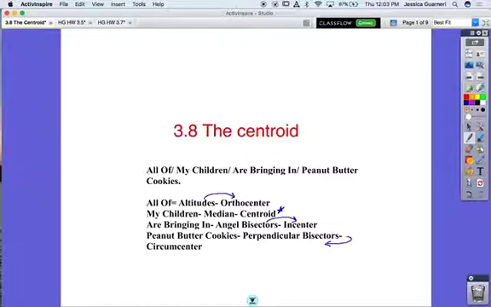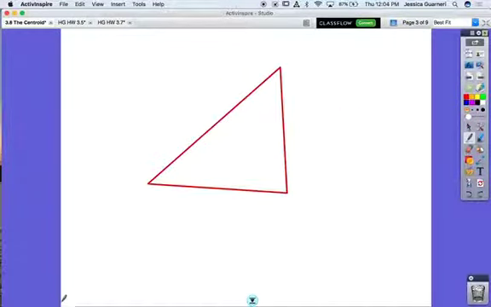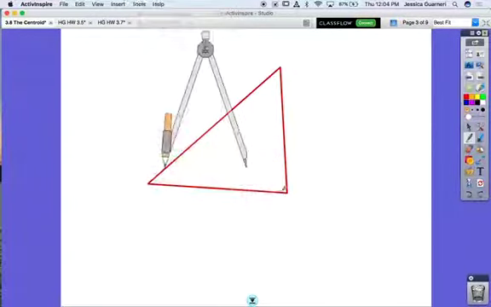Okay, so today we're covering this last one. We know that angle bisectors are concurrent, that altitudes are concurrent, and that perpendicular bisectors are concurrent. What about medians? We've got to figure out whether medians are concurrent or not. First of all, what is a median? A vertex to a midpoint. It comes from a vertex and goes to the midpoint of the opposite side. So I've got to find the midpoint of the opposite side.